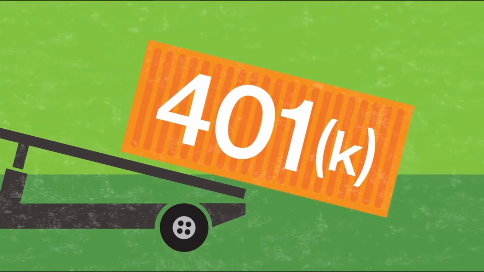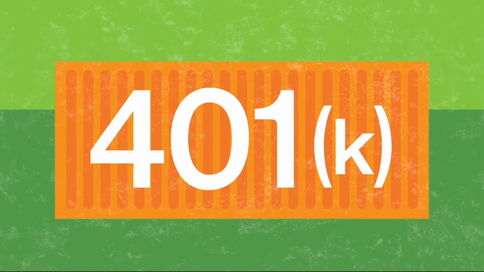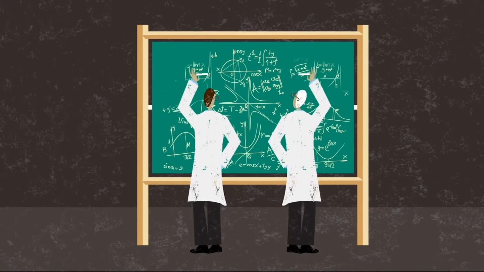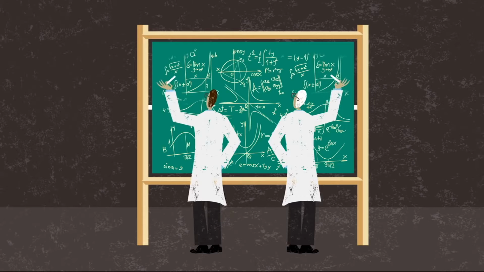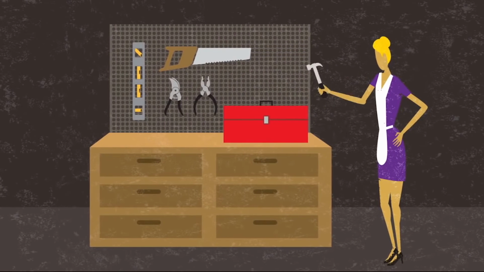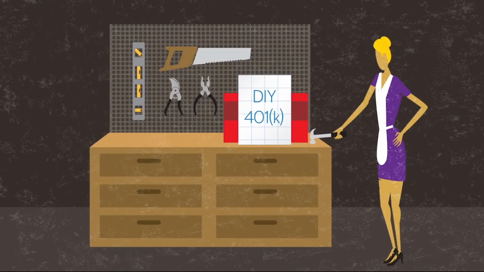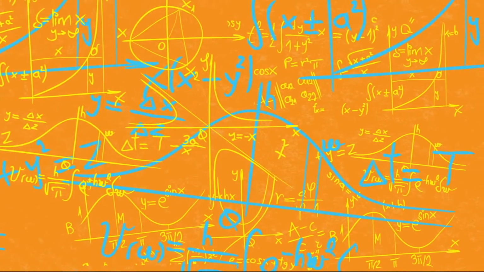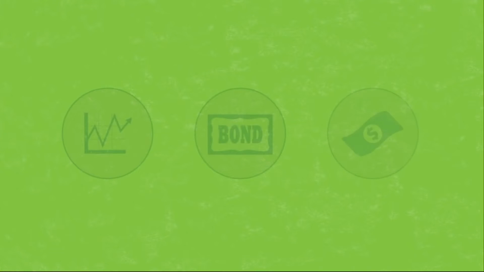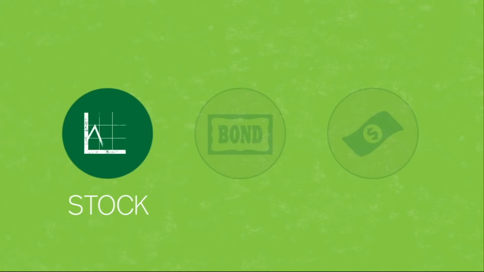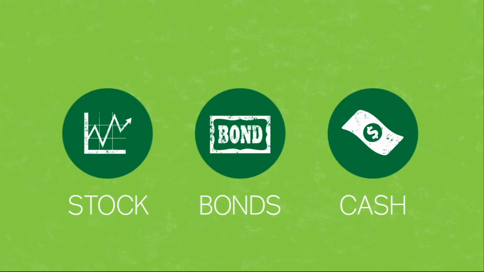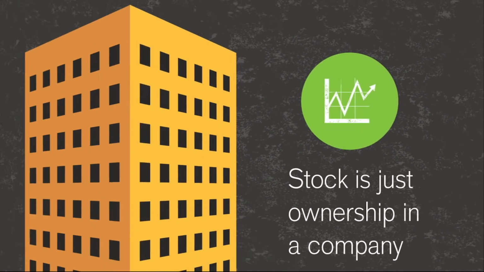Now what? Even if you leave the heavy lifting to the brainiacs at Guided Choice, it's a good idea to know how investing works. And if you're the do-it-yourself type, you need to understand how to invest appropriately. Don't worry, we're not going to show you tons of math. All you need to know to get started is that there are three big types of investments called asset classes: stock, bonds, and cash. Stock is just ownership in a company.